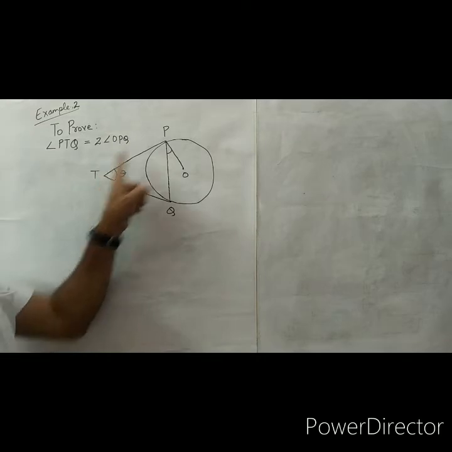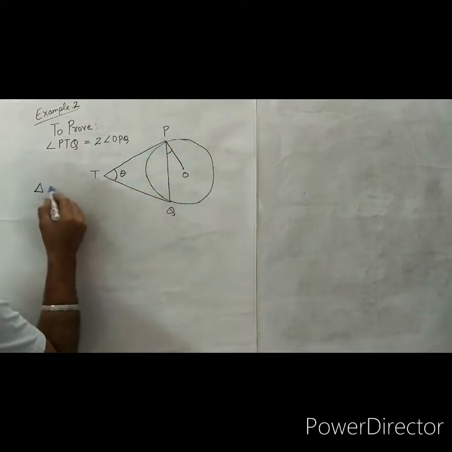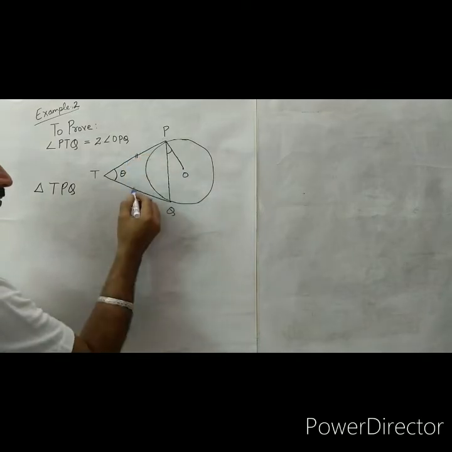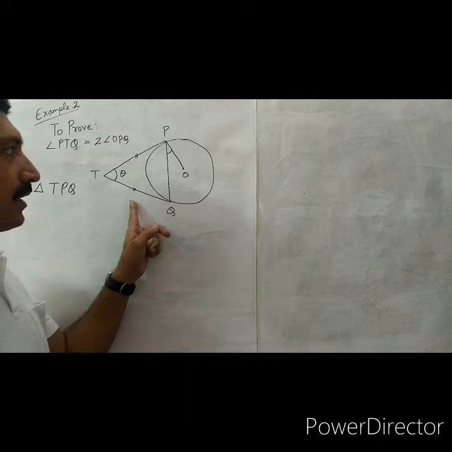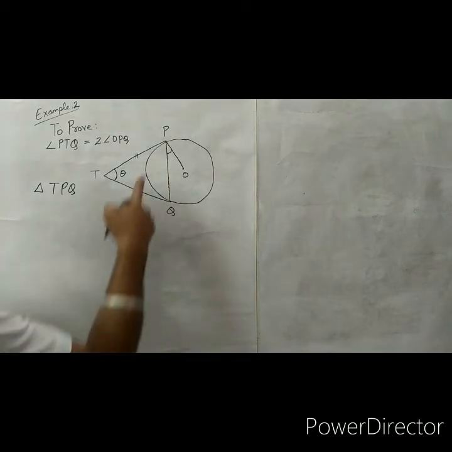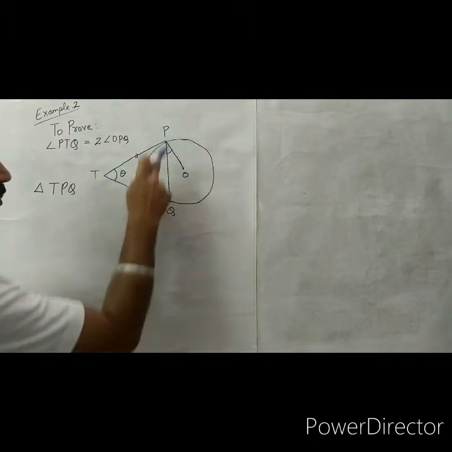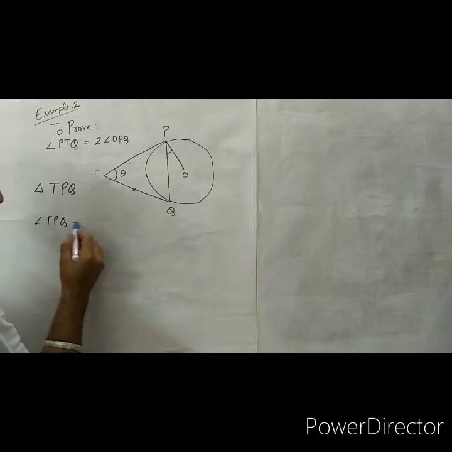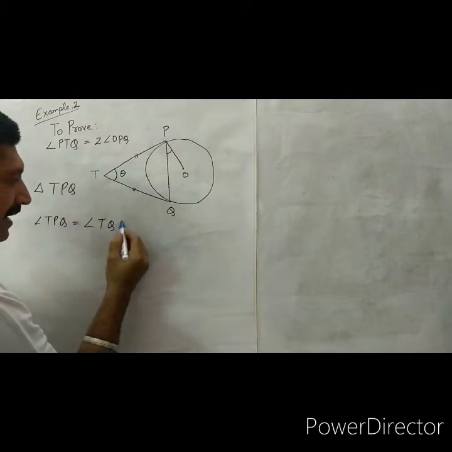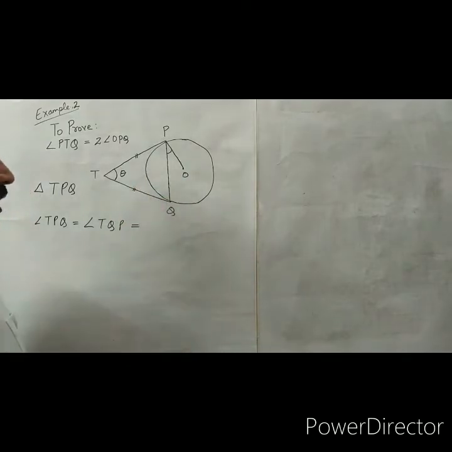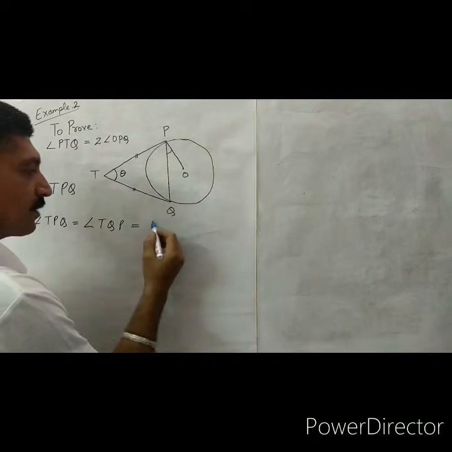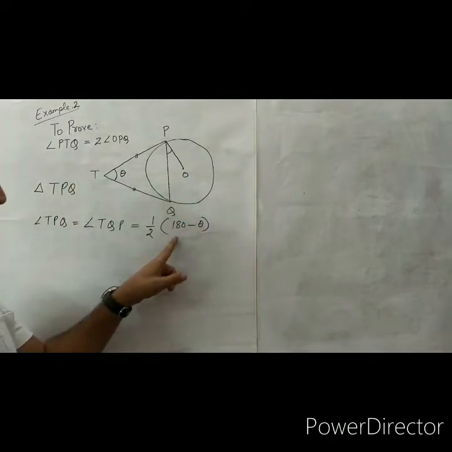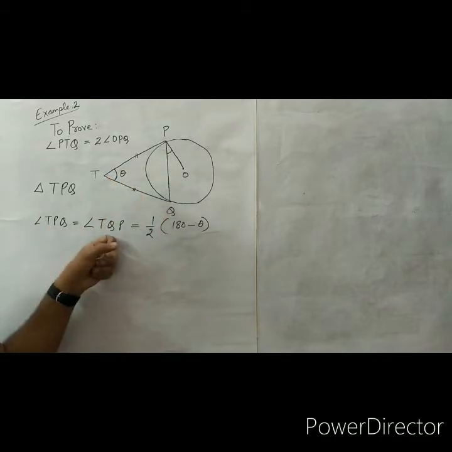Now in triangle TPQ, the lengths of tangents are always equal. So this is an isosceles triangle, meaning both angles, angle TPQ and angle TQP, are equal. The sum of these three angles is 180 degrees. So each is equal to half of 180 minus theta. I am again repeating: the sum of all these three angles is 180, and these two angles are equal.